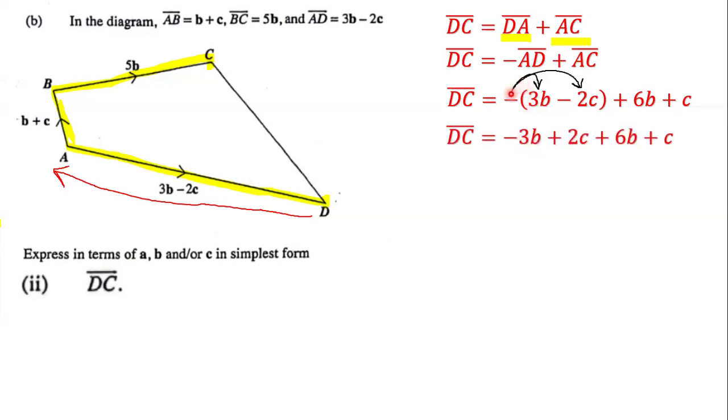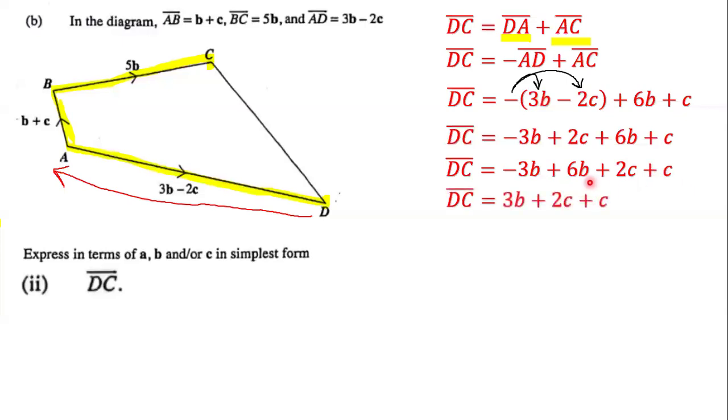We say -1 multiplied by negative 2C, and we have a negative times a negative, which is a positive. So this is positive 2C plus 6B plus C. The next thing that we do is we group together the B's. So we have a negative 3B plus 6B, and then we have positive 2C plus C.